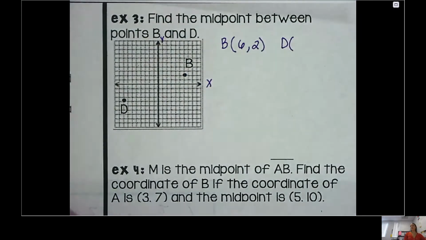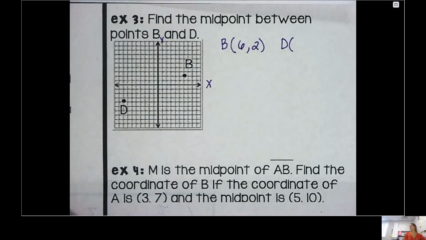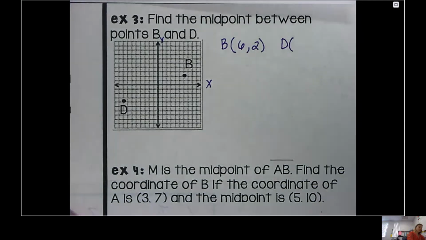What about someone new? Point D. Someone new. I'm just going to yell at someone who already answered a question. Kiki, what? Other way. Because you go to the left 8, and then you go down 4. So -8, -4.